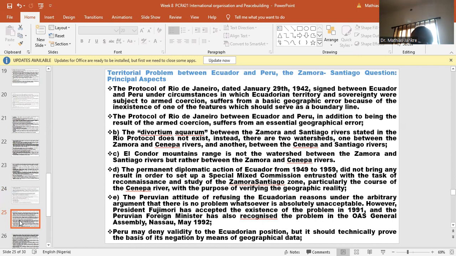That is the principal aspect. The Protocol of Rio de Janeiro dated January 29, 1942, signed between Ecuador and Peru under circumstances in which Ecuadorian territory and sovereignty were subject to armed coercion, suffered from a basic geographic error because of the inexistence of one of the features which should serve as a boundary line.